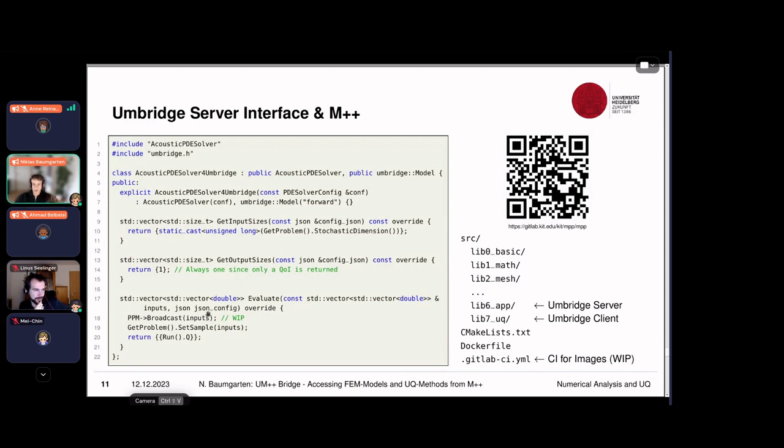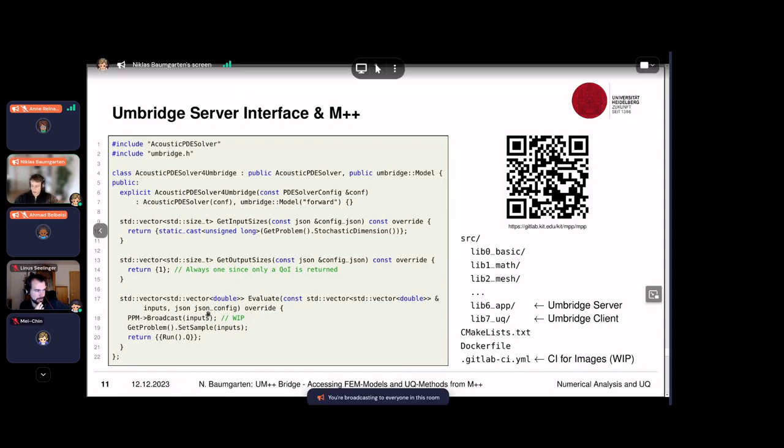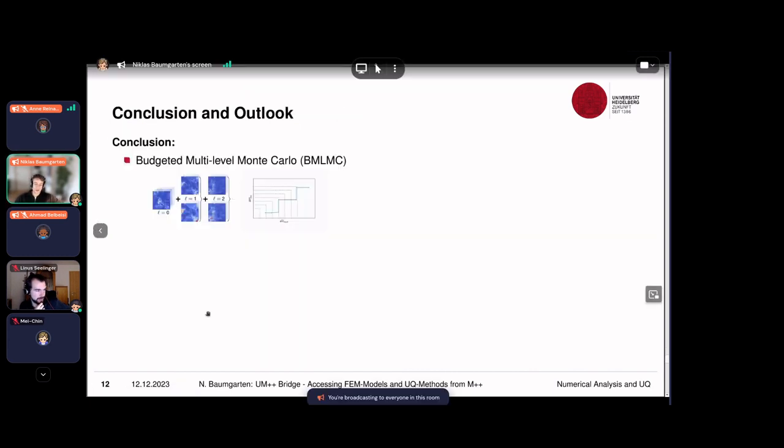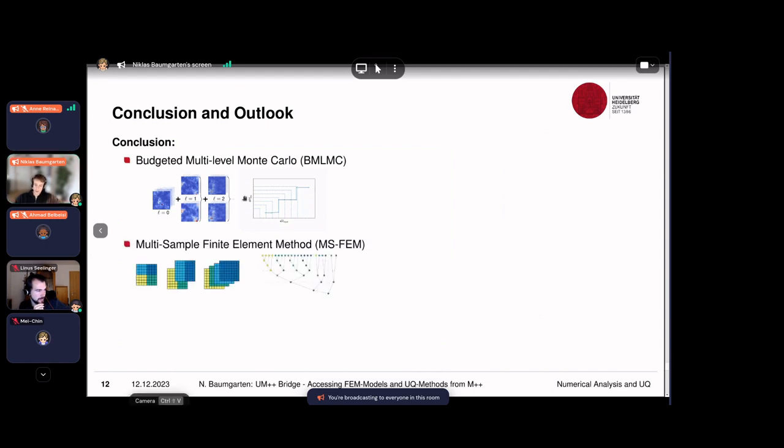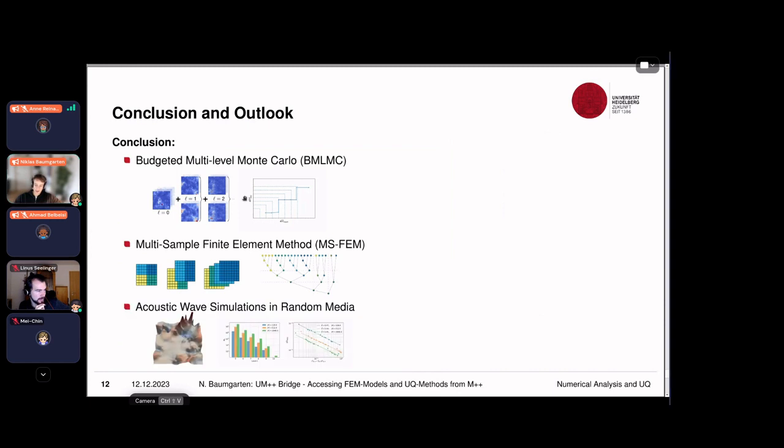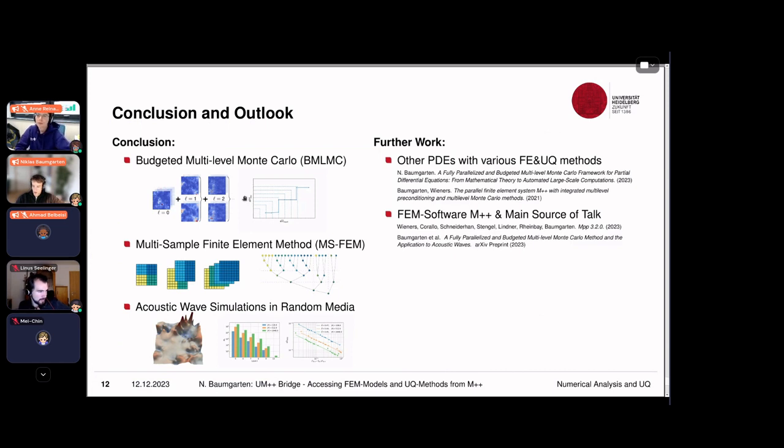Okay, so with that, I guess I have explained the Umbridge interface from both sides, and I just want to give you a short conclusion and an outlook. We talked about budgeted multi-level Monte Carlo, we talked about this multi-sample finite element method, and I showed you some simulations for the acoustic wave equation. Further work, we did this for other PDEs. I chose the acoustic wave equation because the images look cool and it's the most challenging problem. But you can also easily do this with elliptic PDEs or transport equations, parabolic or hyperbolic, doesn't matter.